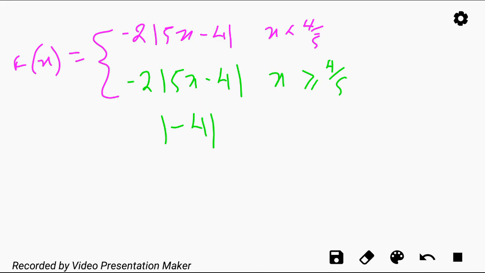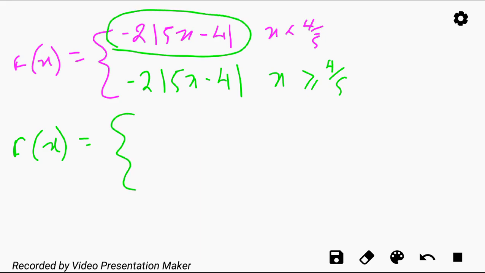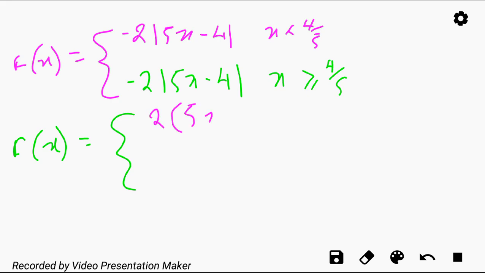I'm interested in the sign that it's giving me inside. This is negative 4, so it's giving me a negative number. If it gives me a negative number inside my modulus symbols, then I have to multiply the whole expression by negative. Since it's already negative outside, it's just going to be positive 2, and then my modulus brackets change to curly brackets, 5x minus 4, like that. Not forgetting the interval, this is x less than 4 over 5.